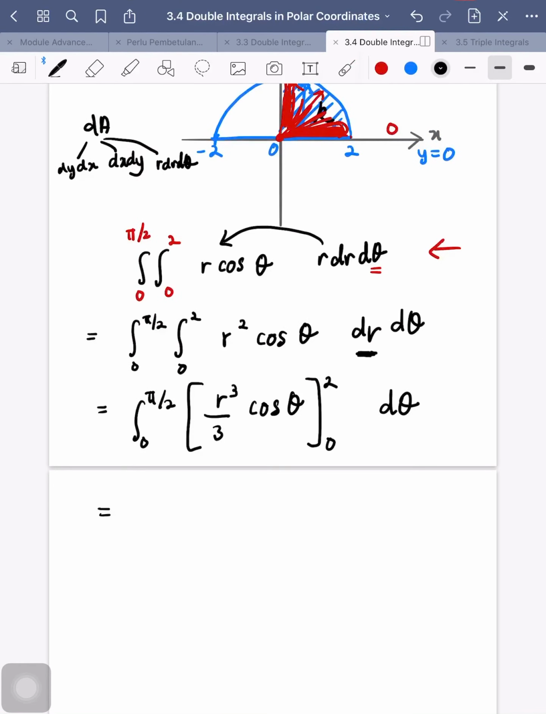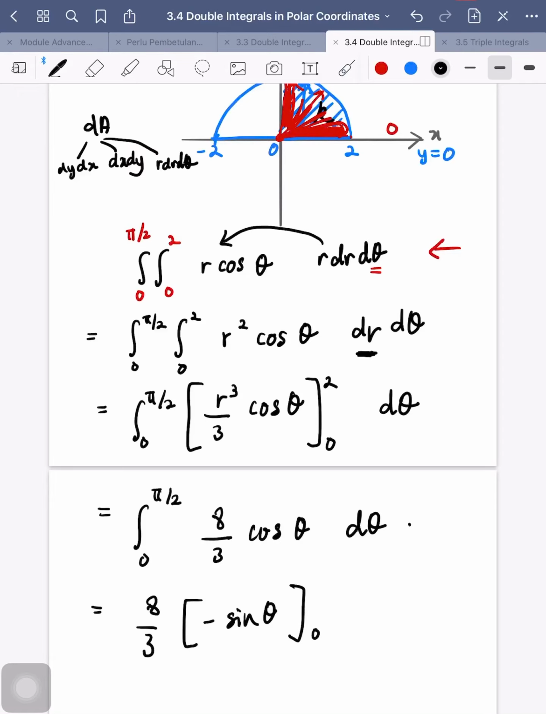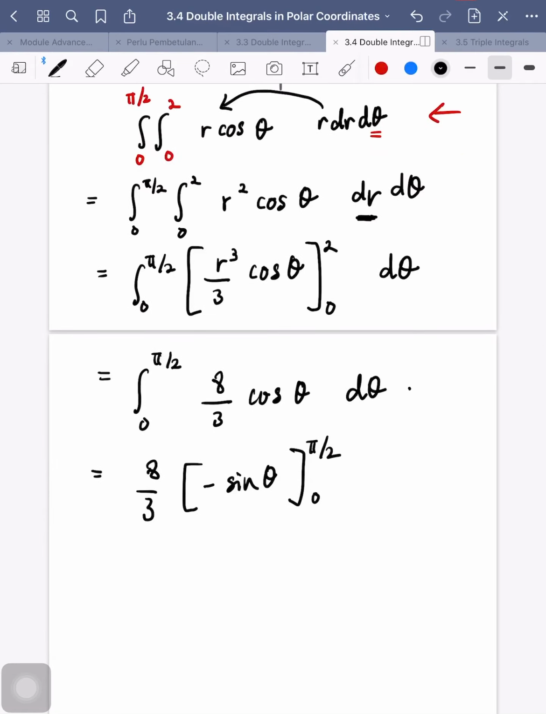Next, put the value. Since you integrate with respect to r, of course the limit is put into r. So your value will have 0 until pi over 2. 2 to the power of 3, you get 8 over 3, minus 0 for the lower limit. So you get 8 over 3 cos theta d theta. Next, 8 over 3 you take out, so integrate cos from 0 until pi over 2.